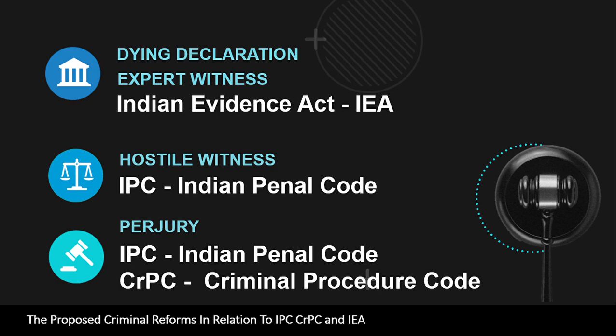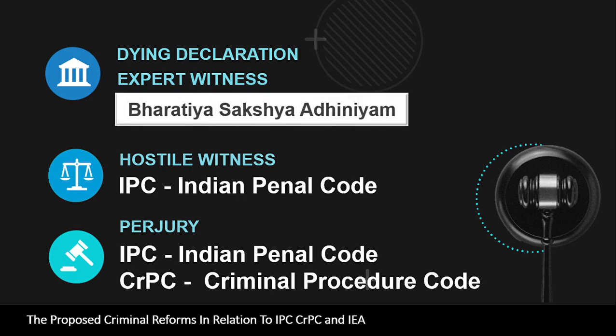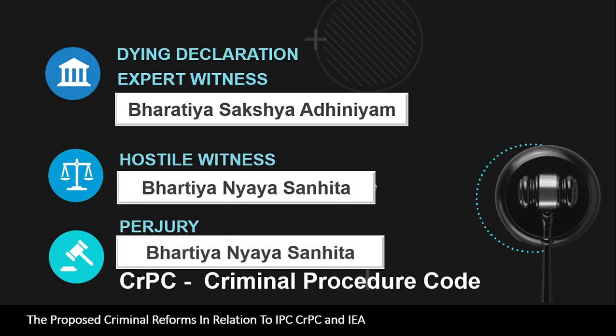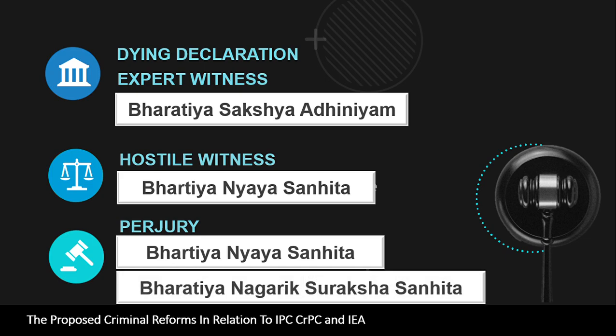So now, what is being replaced by what? We already saw this, it is just a recap. Indian Evidence Act will be replaced by Bharatiya Sakshya Adhiniyam. Indian Penal Code will be replaced by Indian Justice Code, that is Bharatiya Nyaya Sanhita. Again, CrPC, Criminal Procedure Code, will be replaced by Bharatiya Nagarik Suraksha Sanhita. This is very, very clear. Can we all repeat it once again? IEA, Indian Evidence Act, is Bharatiya Sakshya Adhiniyam. Indian Penal Code, IPC, is Bharatiya Nyaya Sanhita, and CrPC is replaced by Bharatiya Nagarik Suraksha Sanhita.